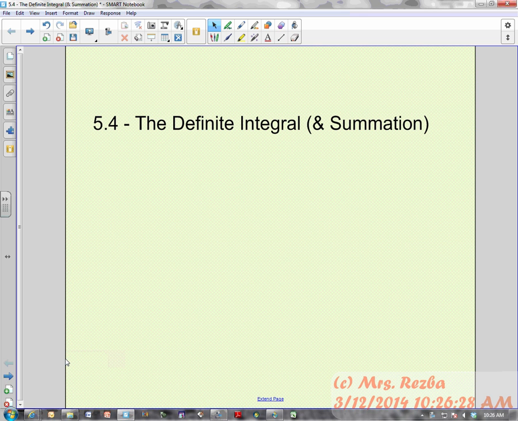Okay guys, today we're going to start 5.4, the definite integral and summation. Today we're just going to get through the summation part. This is technically 5.3. I've just included it into 5.4 as it makes the most sense.